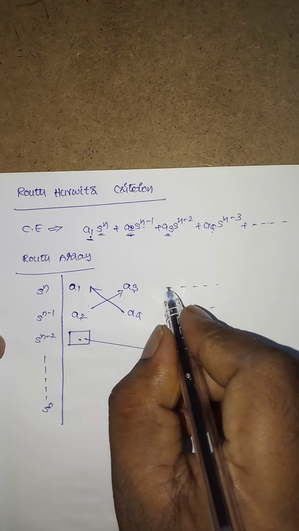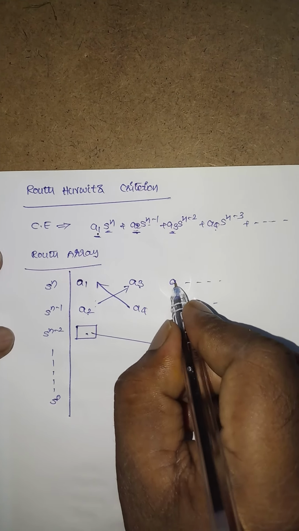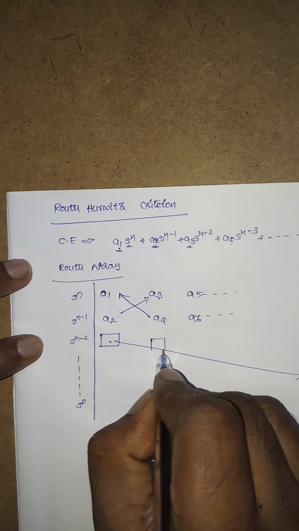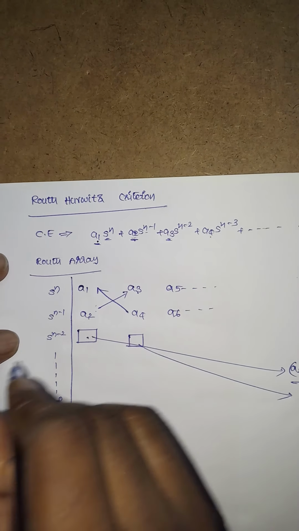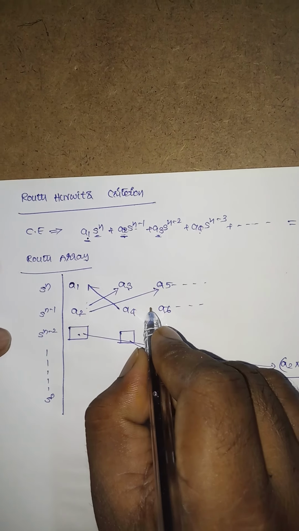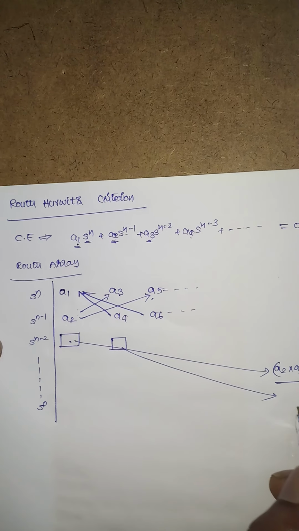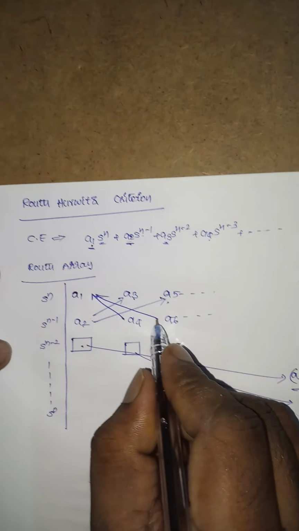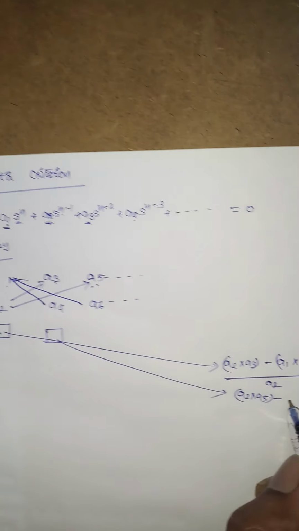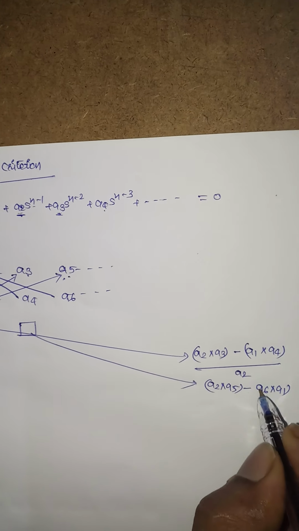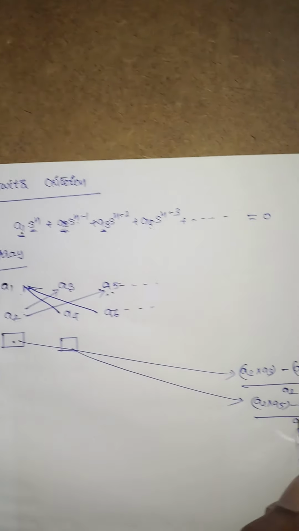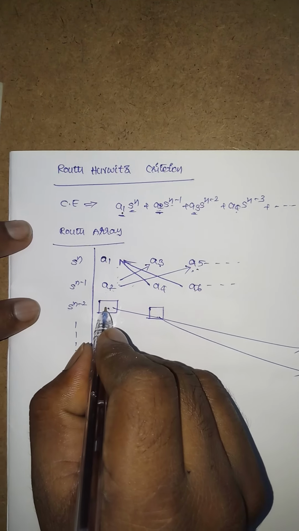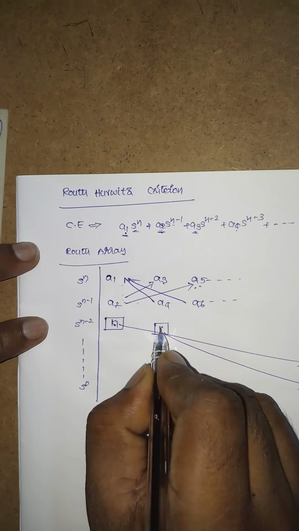And suppose here it is a3, suppose a5, it is a6, like that. If I want to find this element, this element can be calculated by multiplying this one and this one here, that is a2 into a5 minus a6 into a1, divided by this a2. So these things here, let us assume it is some K1, it is some K2.